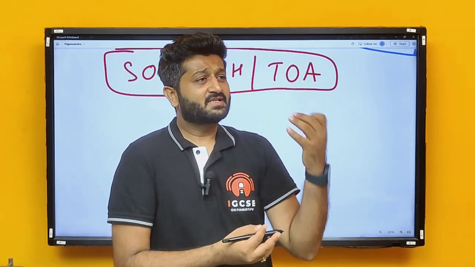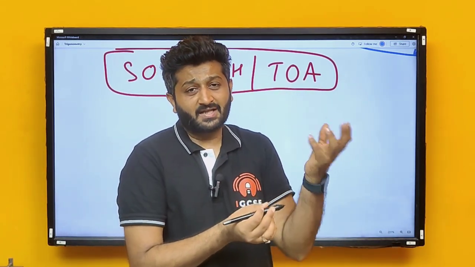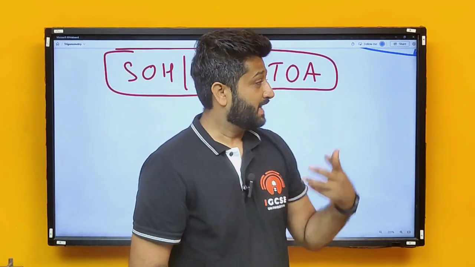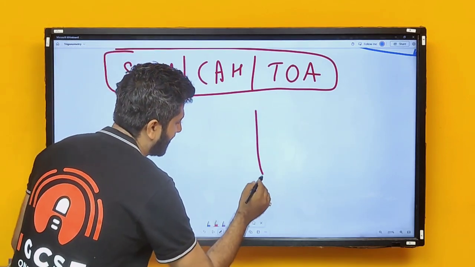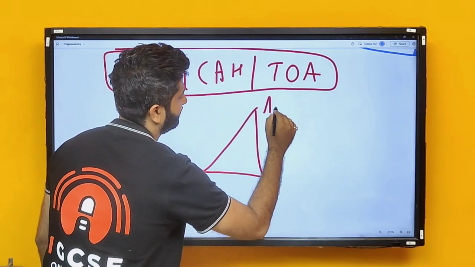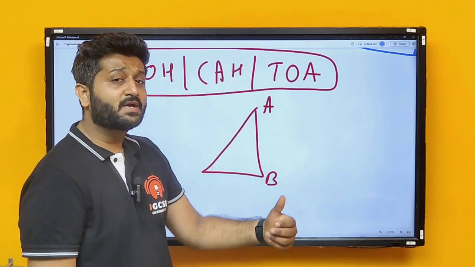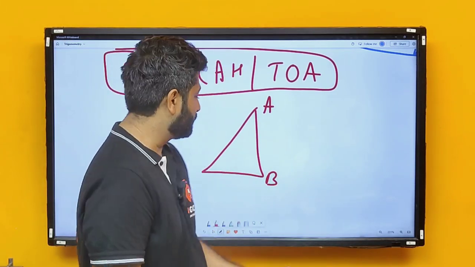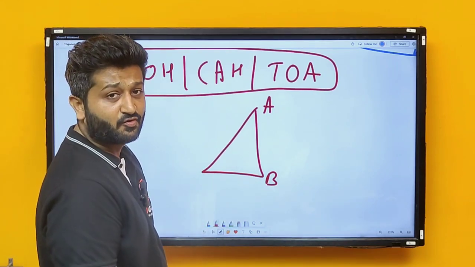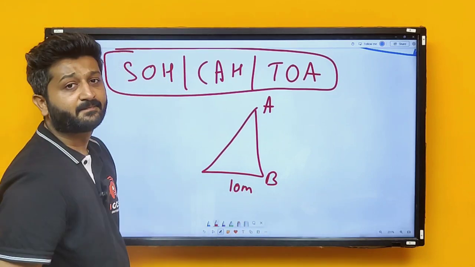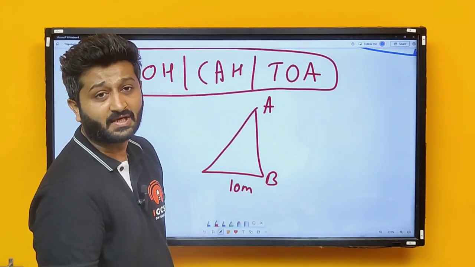Now sir, you have taught me what the three identities are. Now how do we apply these identities in practical form? Let's say I want to measure the height of a building. Let's say the height of the building is AB. I want to measure this. In order to measure this, I am moving 10 meters to the left.